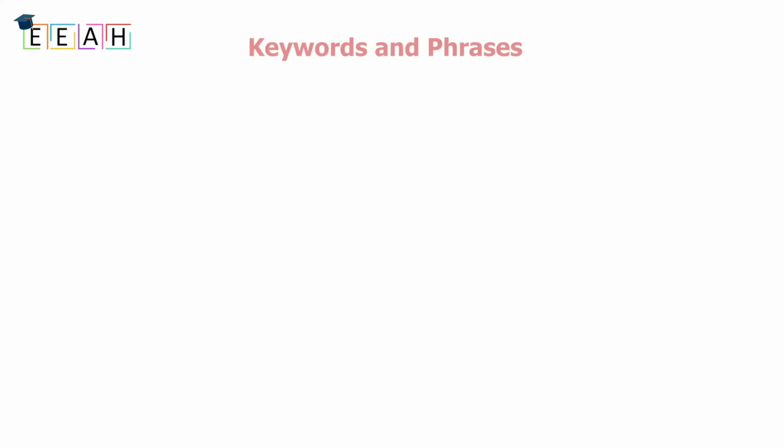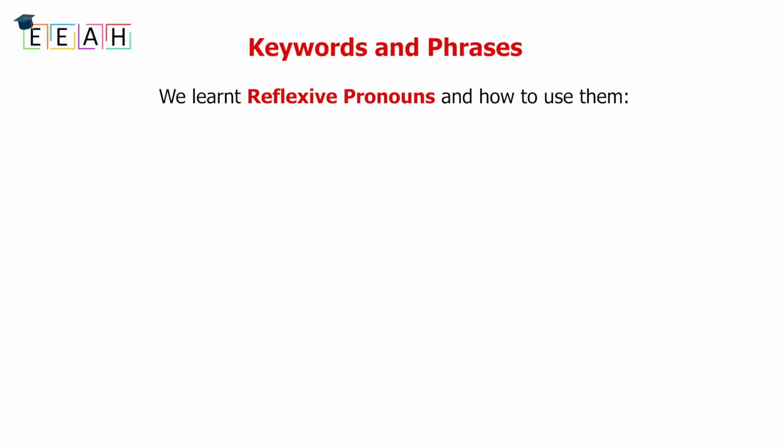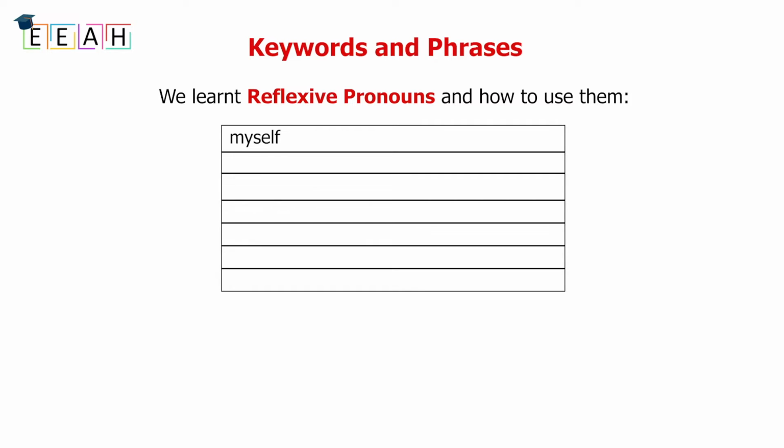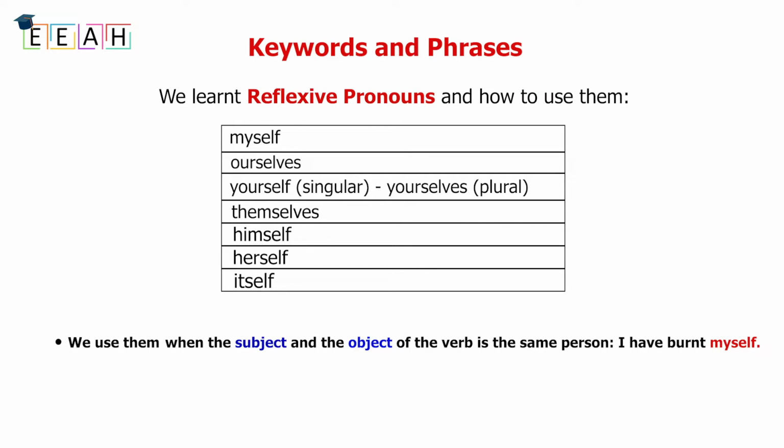Let's have a look at today's keywords and phrases. We learned reflexive pronouns and how to use them. So let's remember. Myself, ourselves, yourself as a singular one, yourselves as a plural one, themselves, himself, herself, and itself. We use them when the subject and the object of the verb is the same person. For example, I've burned myself.